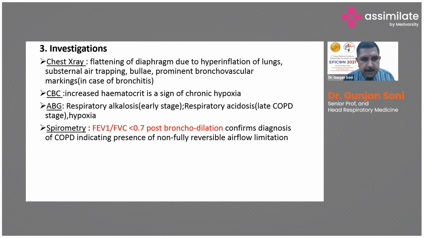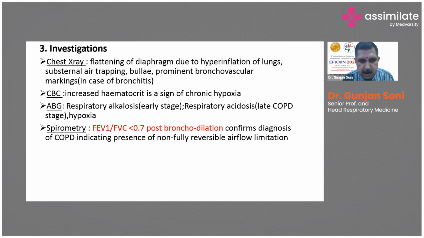Very important about the chest X-ray: the diaphragm will be low and flat. The diaphragm will be low and flat because of the hyperinflation of the lungs. If you go for a lateral X-ray, there will be a retrosternal air trapping. Bulla or bullous areas will be there.